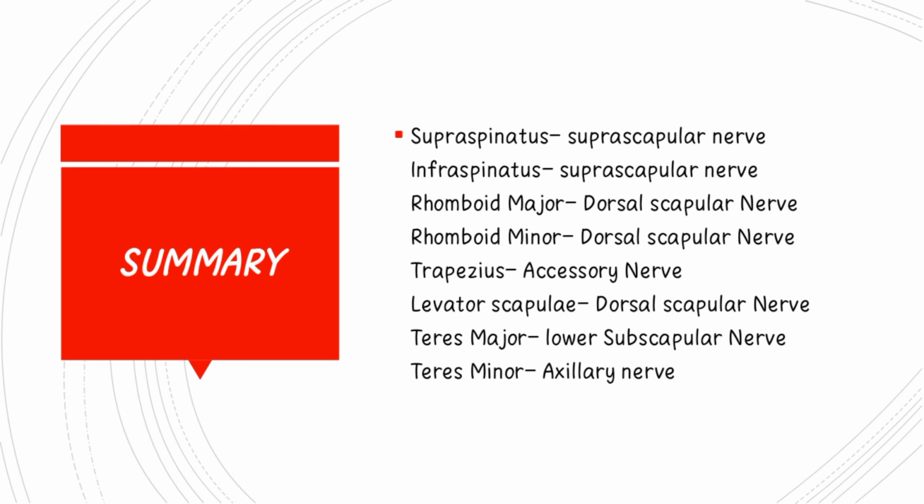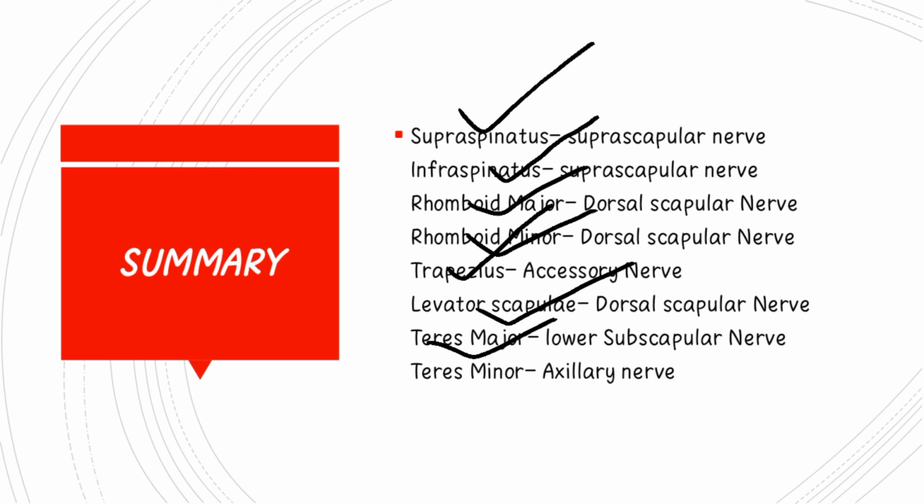So everything we have studied today, we studied 8 muscles in the scapular region. The supraspinatus, which is innervated by the suprascapular nerve, the infraspinatus, the same nerve, the rhomboid major by the dorsal scapular nerve, the rhomboid minor by the dorsal scapular nerve, the trapezius muscle by the axillary nerve, the levator scapulae by the dorsal scapular nerve, the teres major by the lower scapular nerve, the teres minor by the axillary nerve. So these things are very simple in exam conditions.